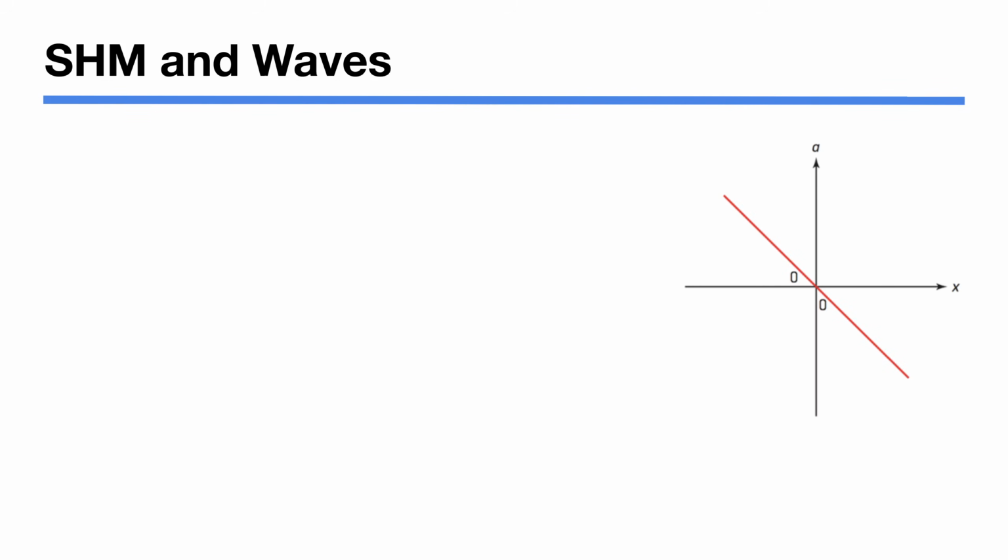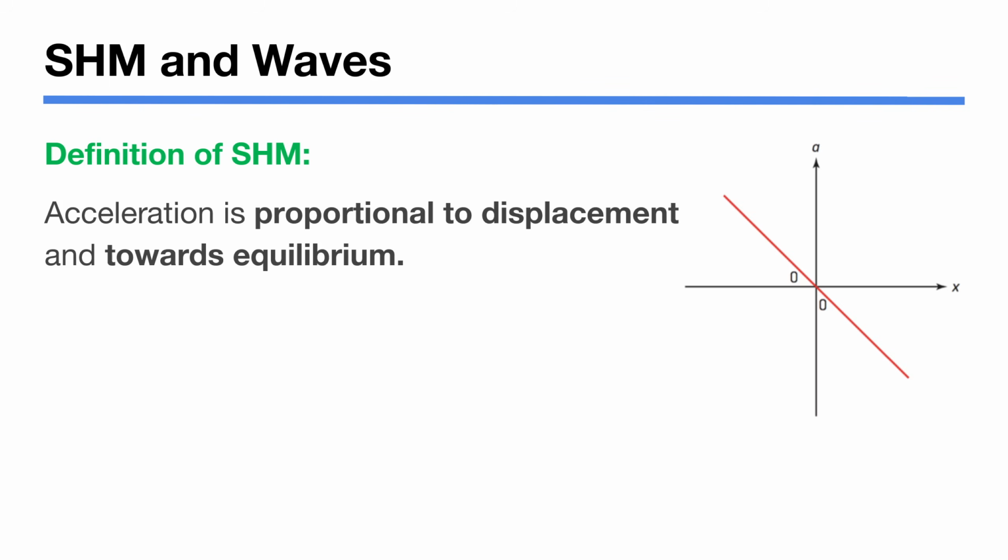Okay, other big stuff in Unit C: simple harmonic motion. Probably the most important thing to know about SHM is the definition. This graph is the definition of simple harmonic motion. If your acceleration is proportional to your displacement from equilibrium, you've got yourself some simple harmonic motion happening. And it's got to be towards equilibrium, or a and x are always in opposite directions, meaning if you're displaced to the right, your acceleration's to the left. If you're displaced to the left, your acceleration's to the right. That's what is going to make you go back and forth and back and forth.